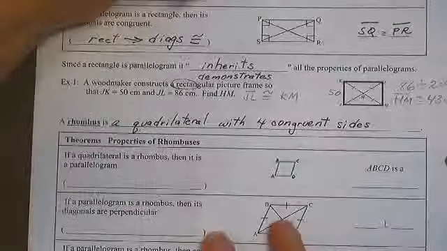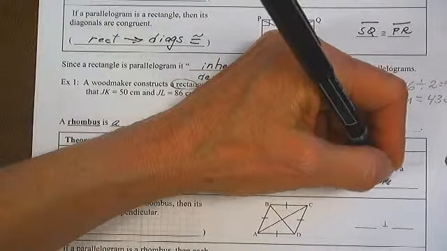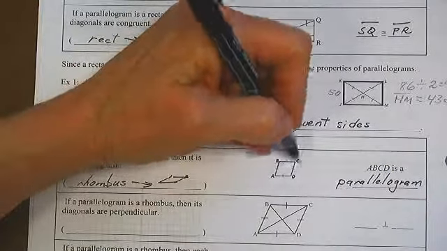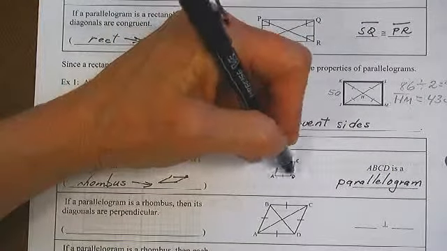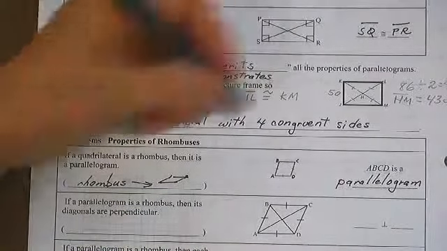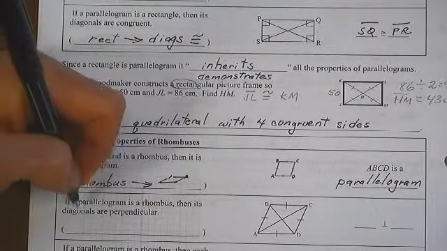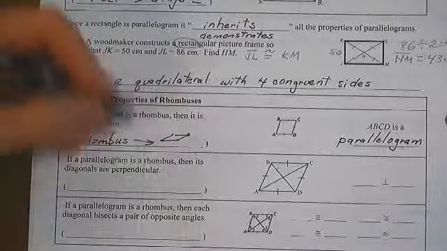If we have a rhombus, then we have a parallelogram. ABCD is a parallelogram because AB is congruent to BC, is congruent to CD, is congruent to DA. Well, also, if a parallelogram is a rhombus, then its diagonals are perpendicular.